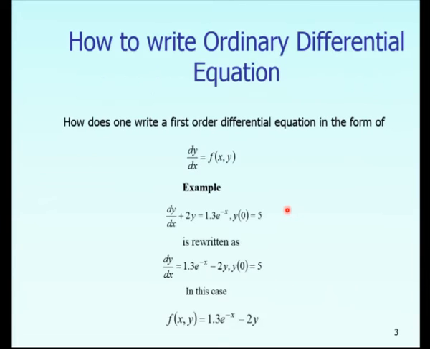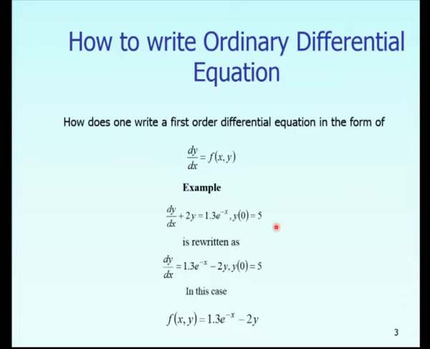So, how to write any first order differential equation in the following form, dy by dx equal to f of x, y. Here x is the independent variable, y is the dependent variable, depends on x, y equal to y of x. So, the derivative of y is given in terms of a function. For example, take this differential equation dy by dx plus 2y equal to 1.3 e power minus x, and the initial condition y at the starting point 0 is 5.